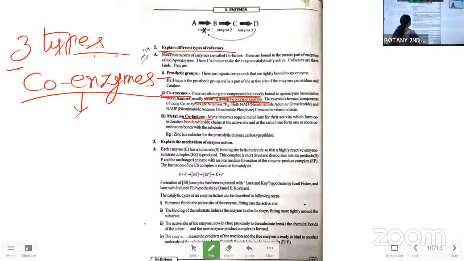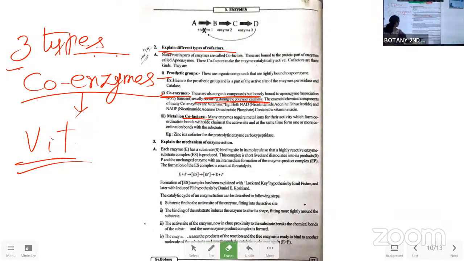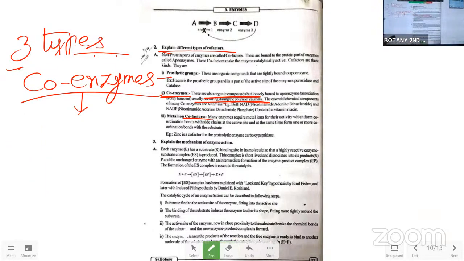Okay, so in this, the chemical components in the coenzymes are mostly the vitamins, what we can call. Okay, so these vitamins are the most important ones in the coenzymes. The best example, what we read in the photosynthesis and respiration chapters, NAD plus and NADP plus, isn't it? So that is the one. Both NAD plus and NADP plus contain the vitamin niacin.